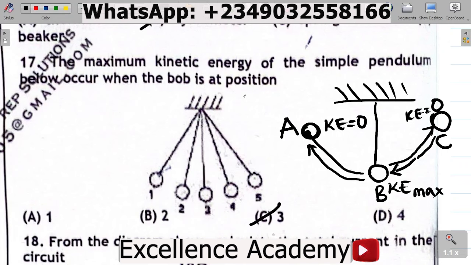If they ask you the position for zero kinetic energy or the minimum kinetic energy, you have two positions, A and C, which in this case will be what there? 1 and 5. So 1 and 5 will have the minimum kinetic energy. Meanwhile, the maximum will be at the center, option B, which is number 3.